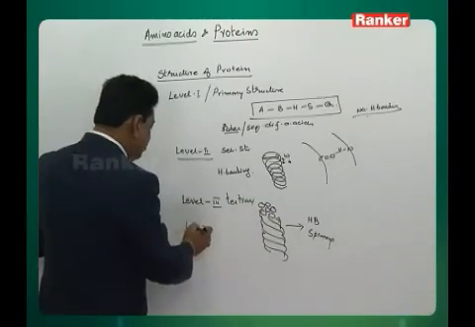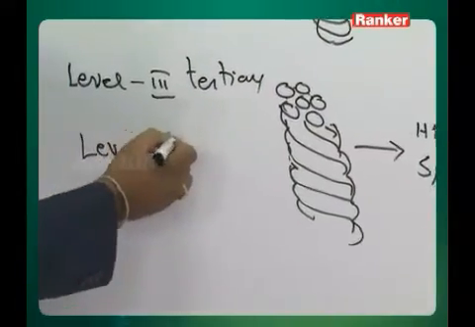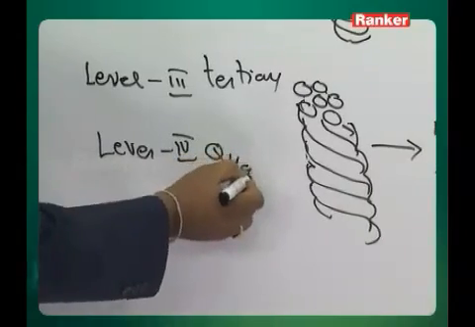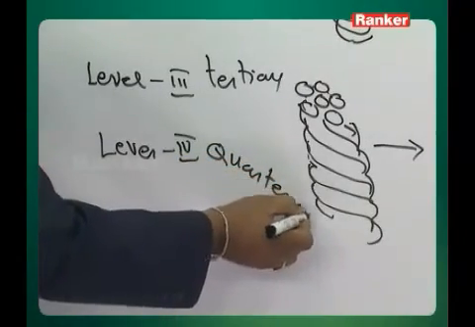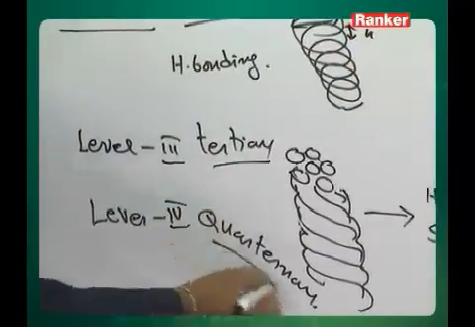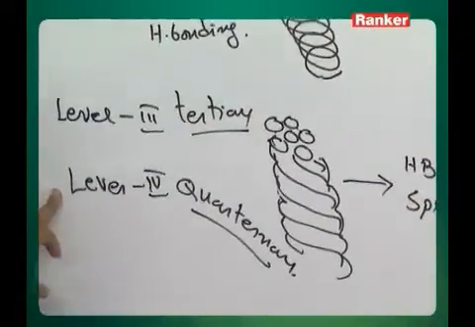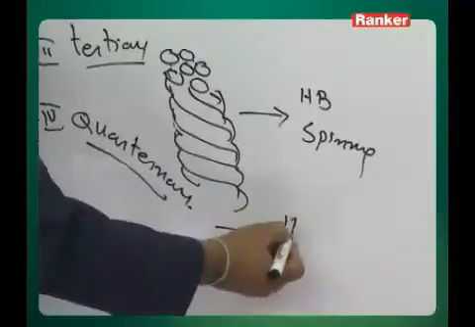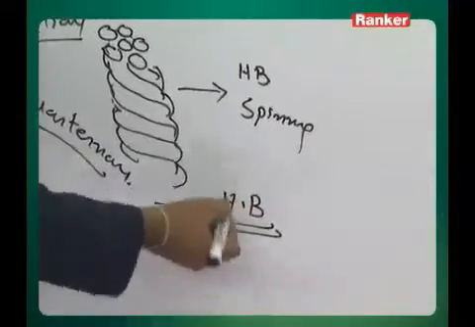Now, the level 4. Level 4 is a quaternary structure. The secondary, tertiary and the quaternary, all these three involve the hydrogen bondings. Once again, hydrogen bonding will be involved.